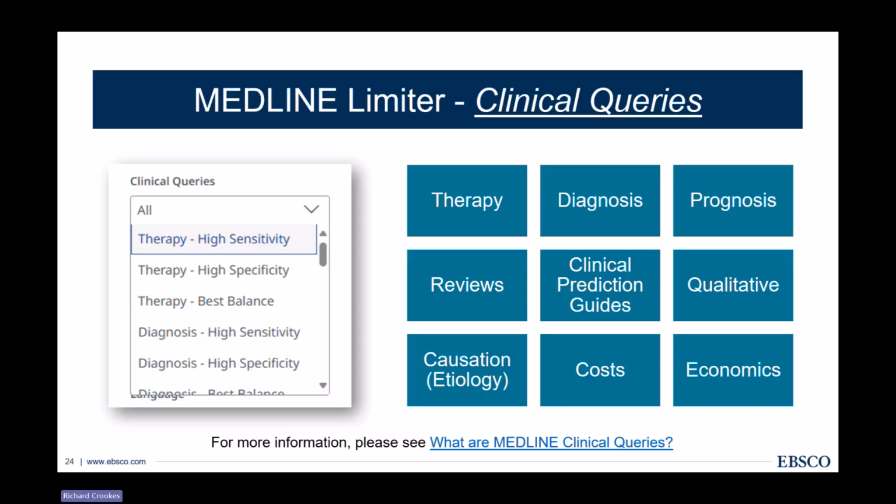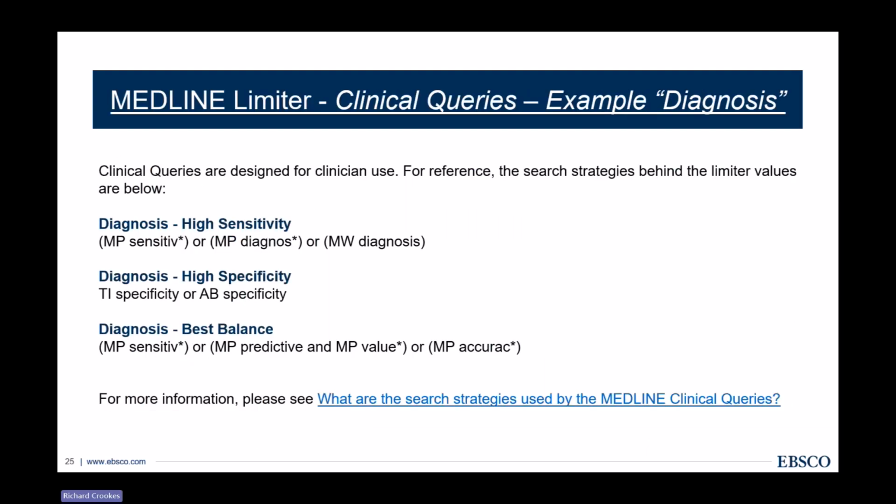And also we have, again, information on the various strategies that are behind these. So the example here is diagnosis. So for diagnosis, for high specificity, you're performing basically a title or abstract search for specificity, and then you see the best balance and also the high sensitivity there as well. So again, although you're selecting from the drop-down menu, you cannot see the actual strategy. These are displayed in the EBSCO support material, and a link again is provided for you there.